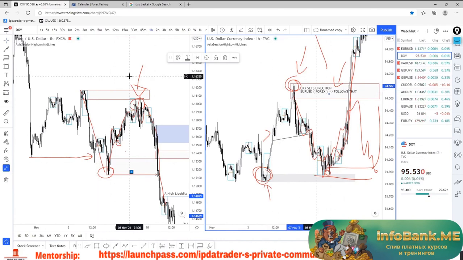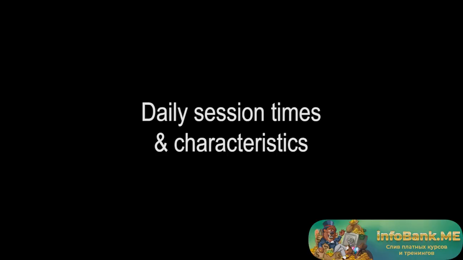The main takeaways here is that the DXY is mostly correlated with the euro, so trading the euro US dollar and having that DXY confluence is a very smart idea, right? And something to follow.